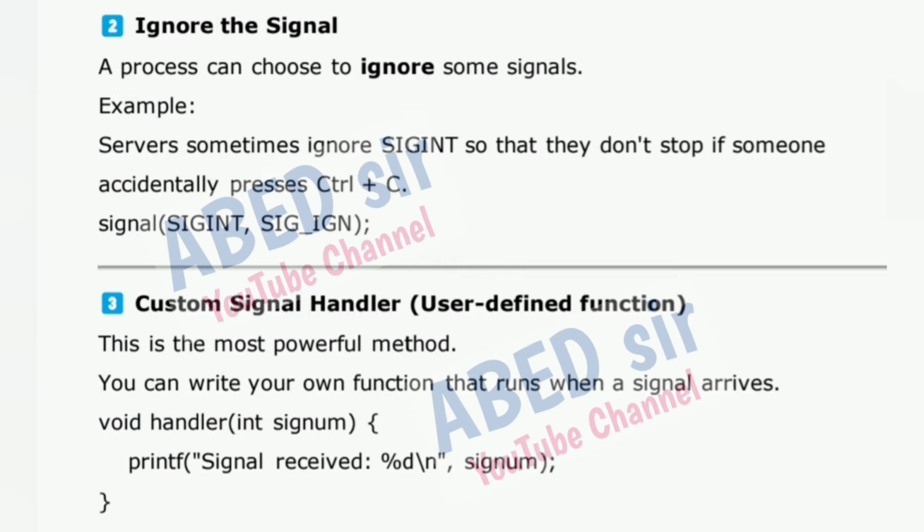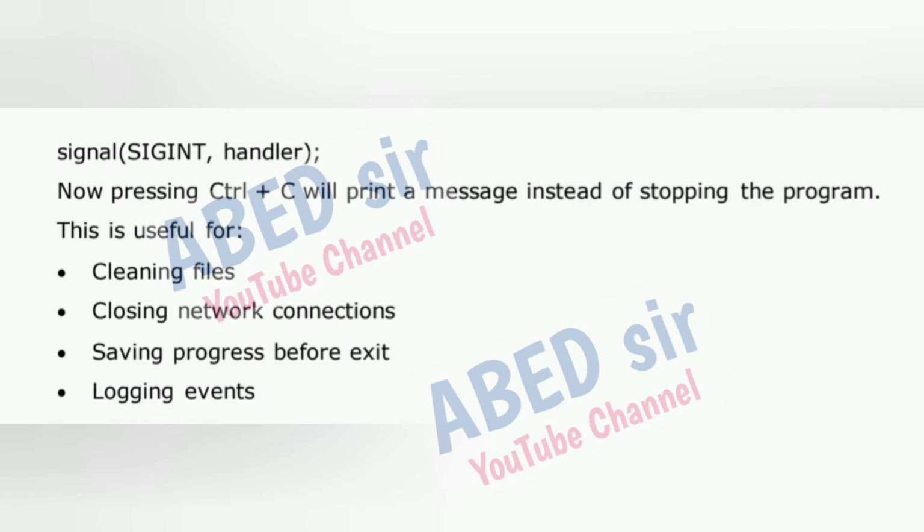This is the most powerful method. You can write your own function that runs when a signal arrives. void handler(int signum) { printf("Signal received: %d\n", signum); } signal(SIGINT, handler). Now pressing Ctrl+C will print a message instead of stopping the program. This is useful for cleaning files, closing network connections, saving progress before exit, logging events.